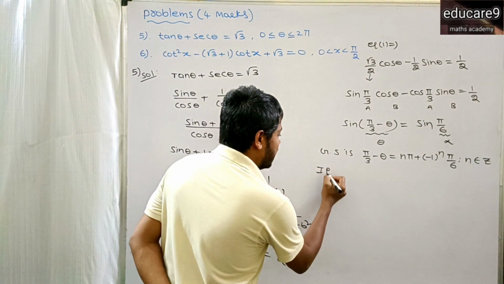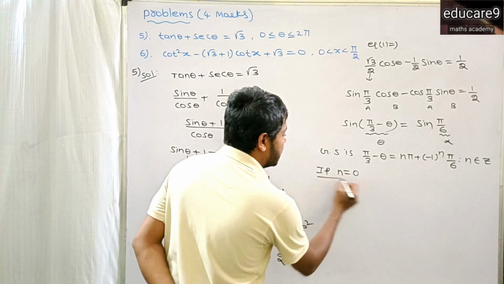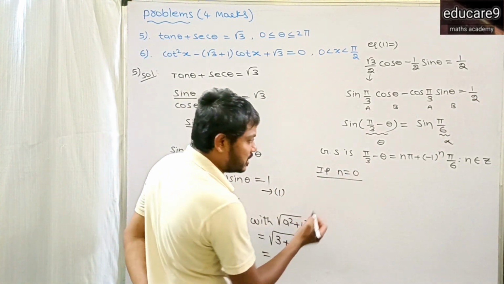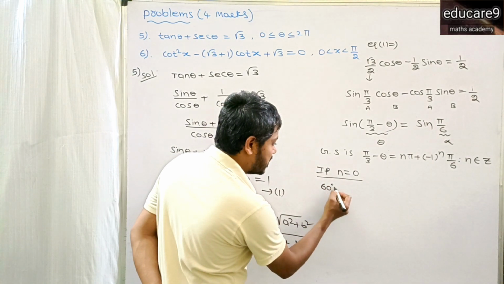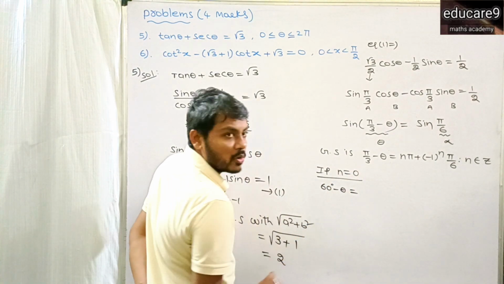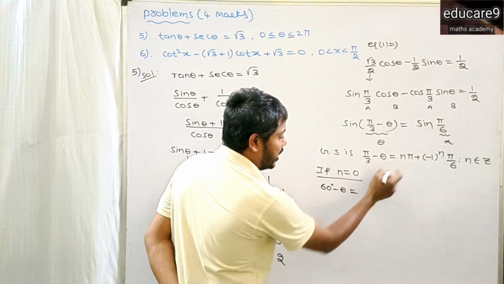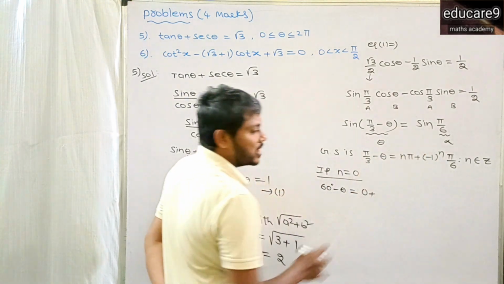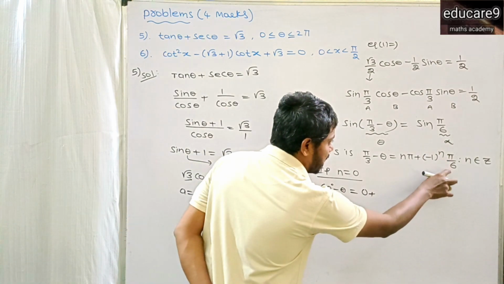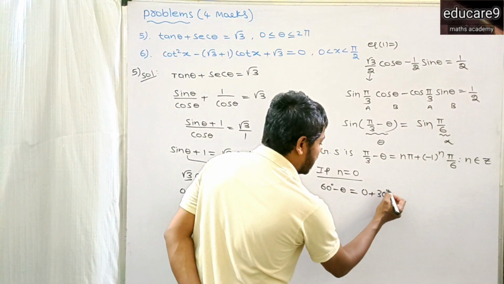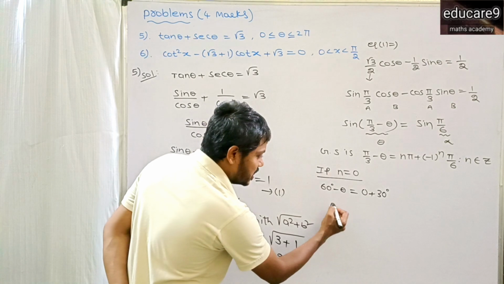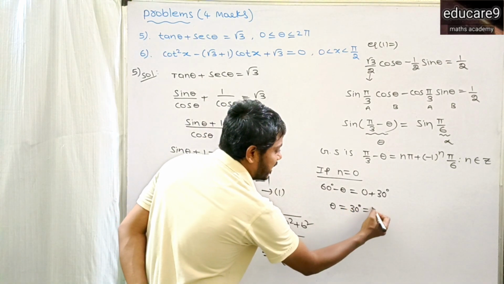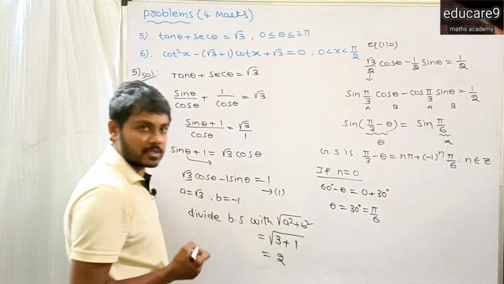First, if n is equal to 0, what will you get? Substitute here: pi by 3, we know that pi by 3 value is 60 degrees, minus theta, equals n is 0, 0 into pi, 0, plus minus 1 power 0, that is 1, into pi by 6. Pi by 6 value is 30 degrees. Clearly from this, theta is equal to 60 minus 30, that is 30 degrees. We can write this as pi by 6.